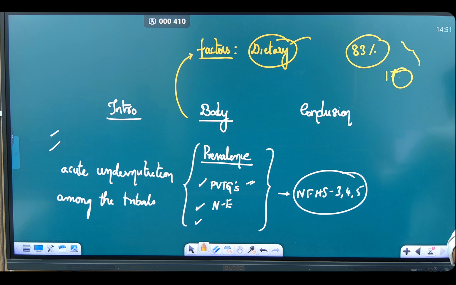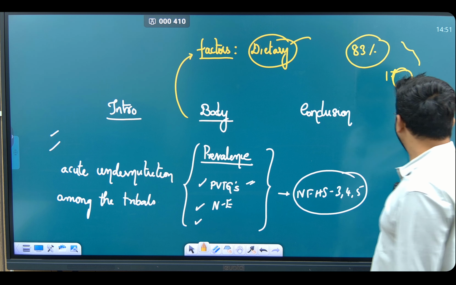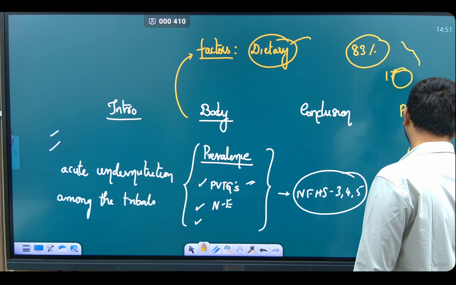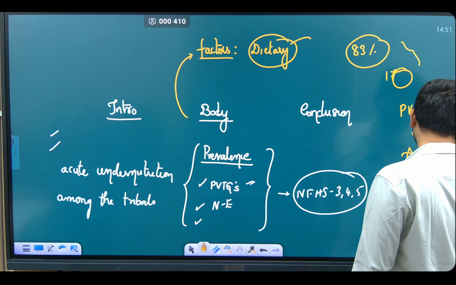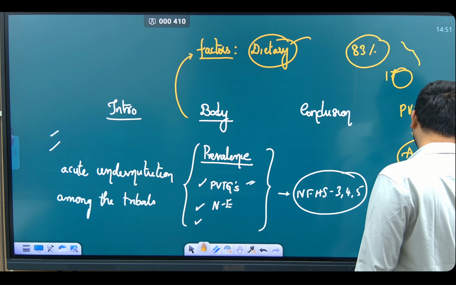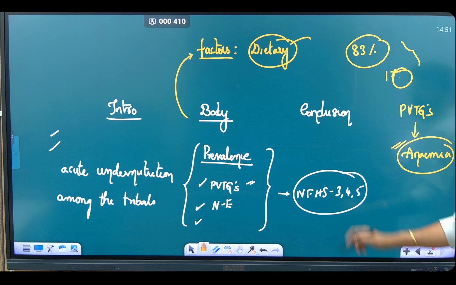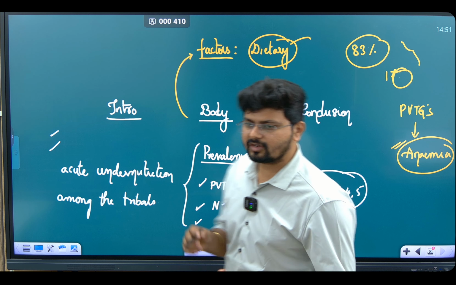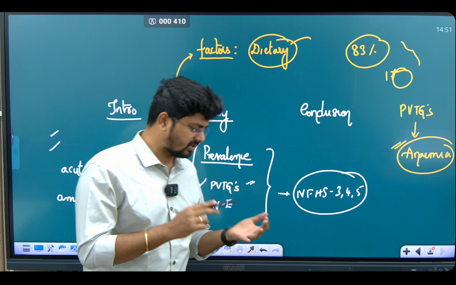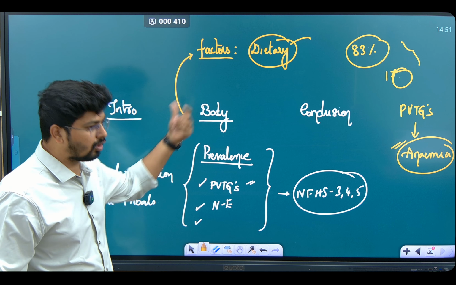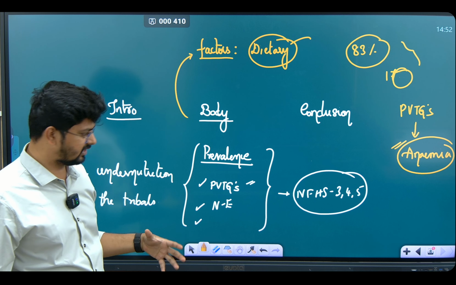In PVTGs, they notice the highest anemia even among boys, not just girls. You notice this among the boys as well. So here, what are the different factors you can mention? Socio-cultural factors you can mention. You can mention economic conditions, educational factors, and environmental factors, because they don't have proper hygienic practices.